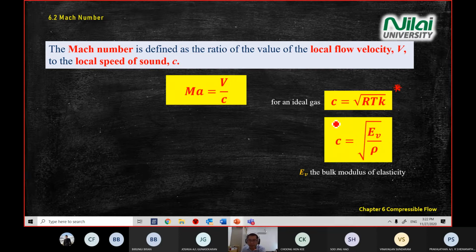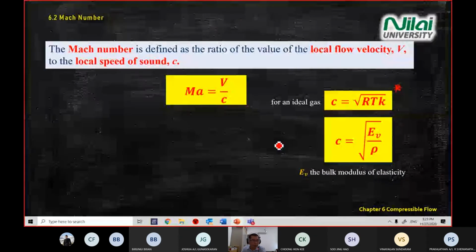And this is just a side note. C can also be given in terms of the bulk modulus of elasticity, Ev, as square root of Ev divided by rho. Of course, I won't ask you this definition in the final exam, I just give you hints. So you need to know the definition of the speed of sound.